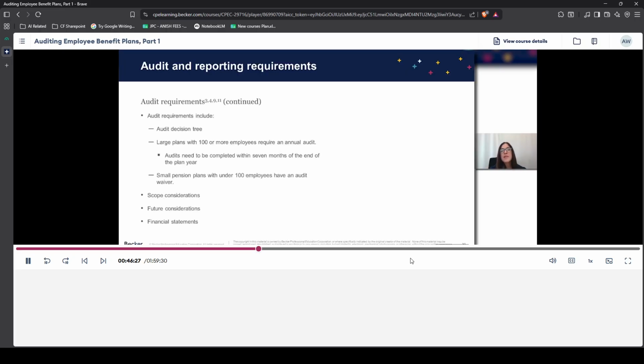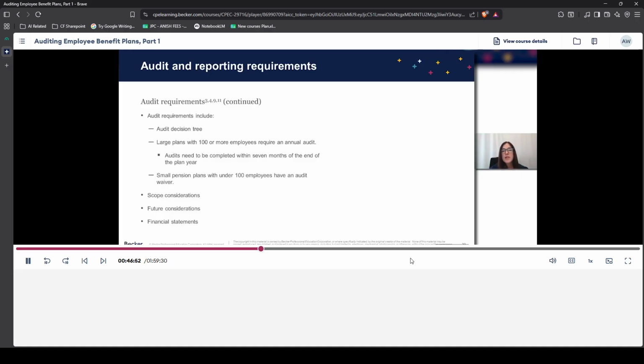So what are these audit requirements? First of all, what we have to determine is whether or not the plan is considered to be a small plan or a large plan. With the requirements, your large plans are subject to the audit requirement. Your small plans are exempt from the audit requirement. So how do we define a large plan and a small plan?